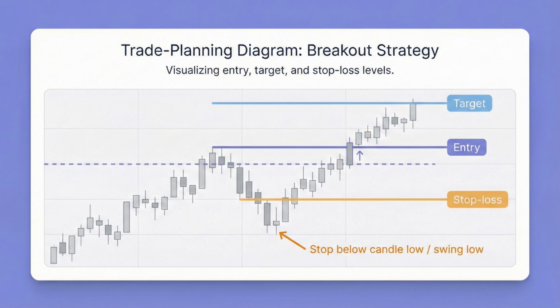The instructor's approach is structural. The stop isn't random. It sits where the chart says the buyers previously defended. If price breaks below that candle low or swing low, it signals the consolidation support failed, and staying in the trade no longer matches the original logic. This is where technical analysis connects directly to risk management. Selection is incomplete without a clear invalidation point.